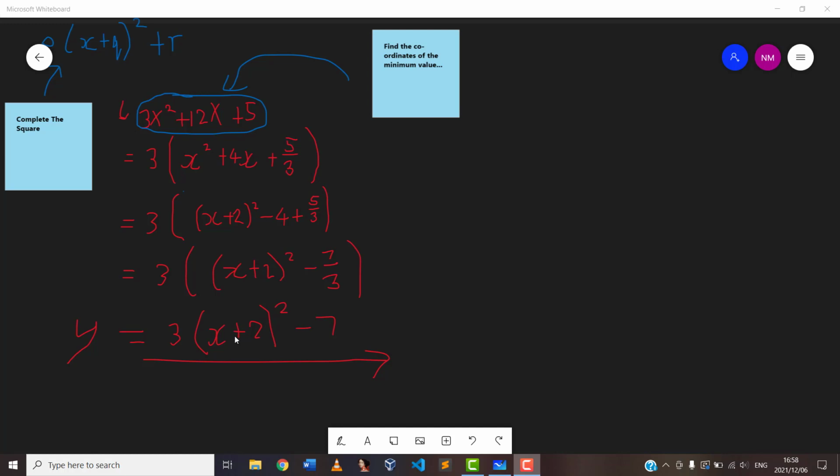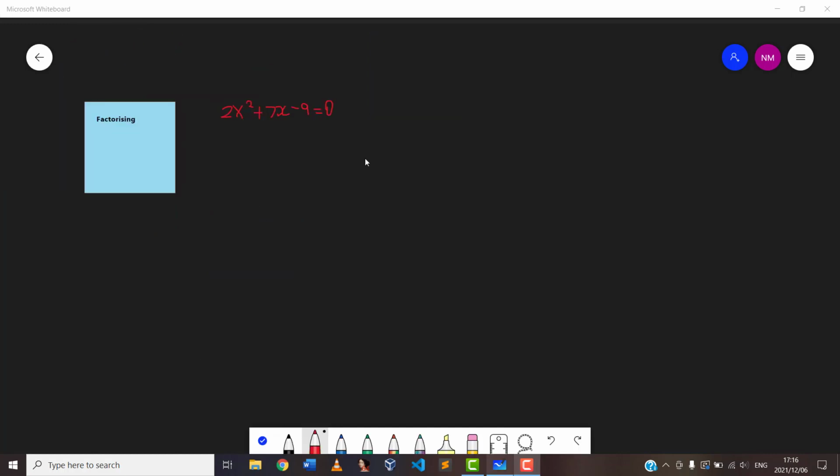So the only way to get the lowest possible value, which is minus 7, would be to make this whole thing inside here equal to 0. So what you do for that is you just say x equals minus 2. Because minus 2 plus 2 is 0, and 3 times 0 is 0, so we're going to end up with minus 7, which is the lowest possible value in this case.